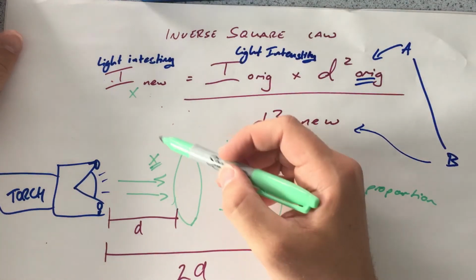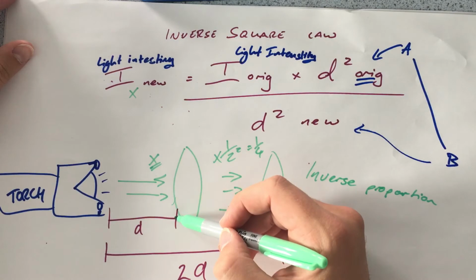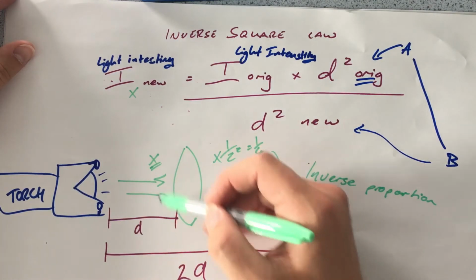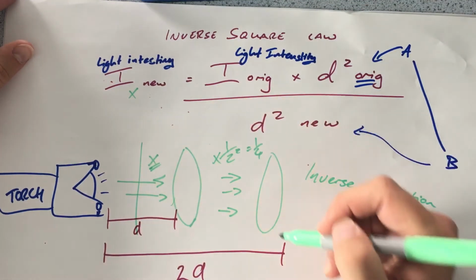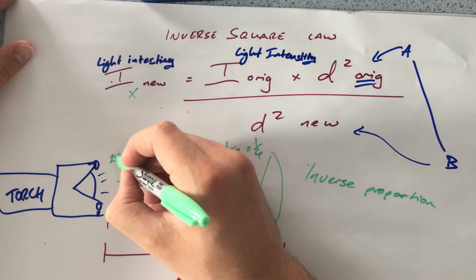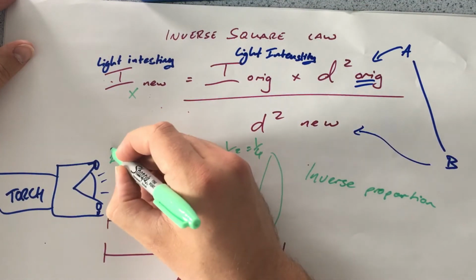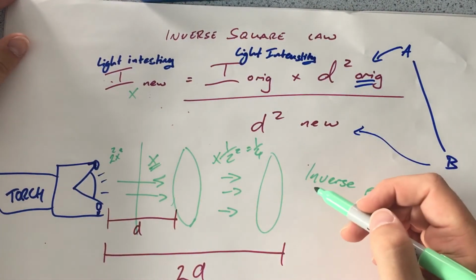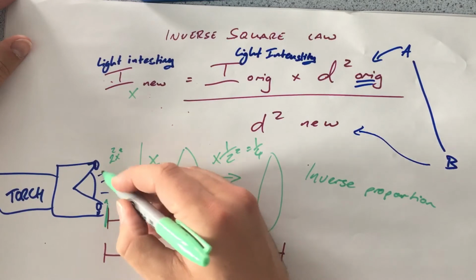We could also do it this other way as well. Let's say that instead of D, we came twice as close to D. So we halved D down. It wouldn't actually be 2 times x. It would be 2 squared x. So it would be 4 times as intense if we moved it half the distance closer.